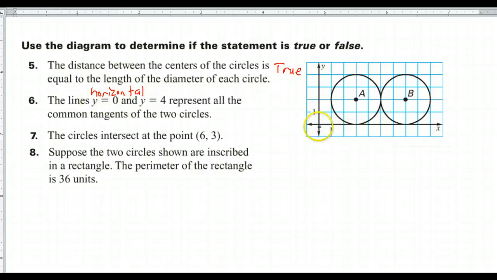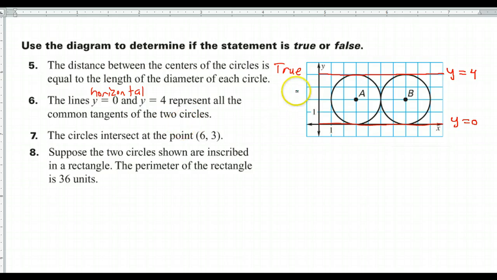So the line y equals 0 is this line right here. This is the line y equals 0. And the line y equals 4 is going to be up here. That's 2, 3, 4. So this is the line y equals 4. So those are the two lines we're talking about. So these two lines represent all the common tangents of the two circles. Is that true or false?